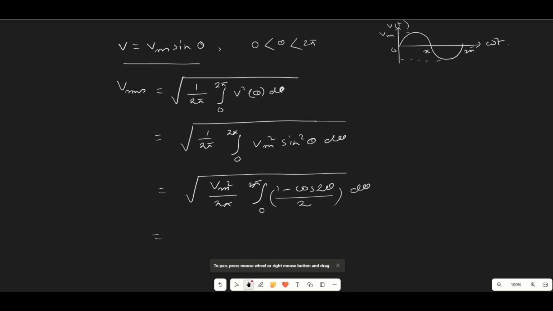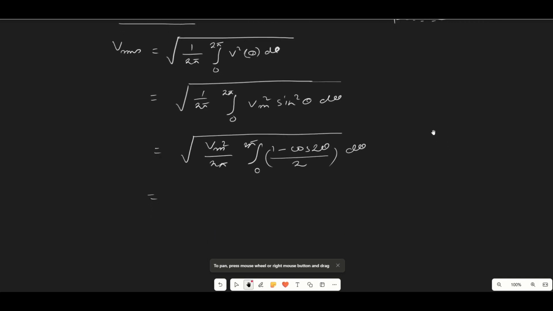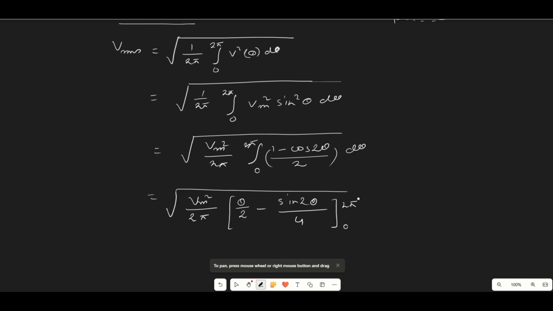Now integrating, I have Vm square divided by 2 pi. Then after integration, we will get this to be pi, for the integration of 1 is theta, so pi. Then the integration of cos 2 theta will be sin of 2 theta divided by 2. Then we have another 2, so 2 into 2 will be 4. Then this integration is from 0 to 2 pi.